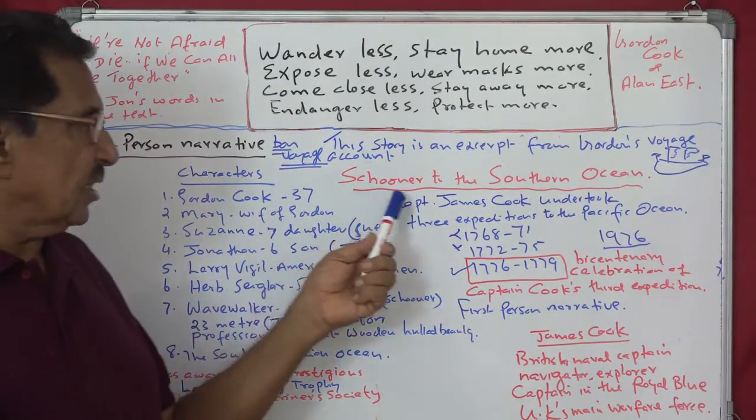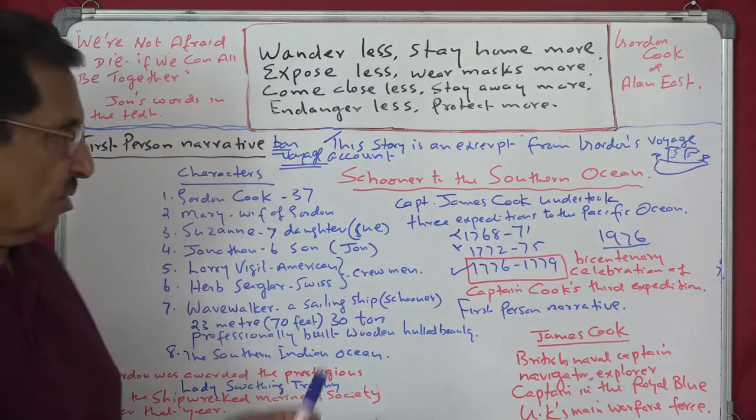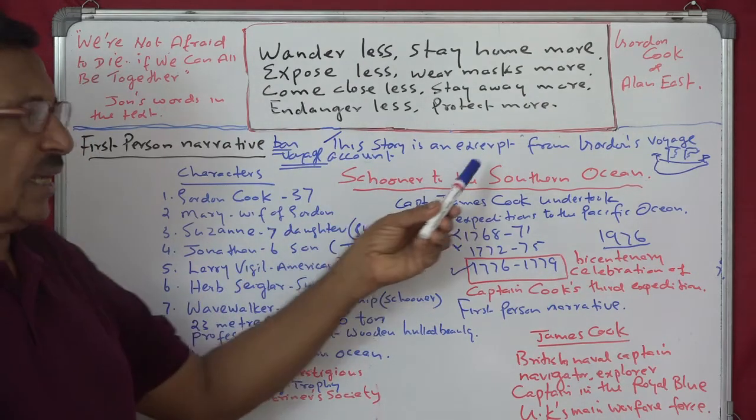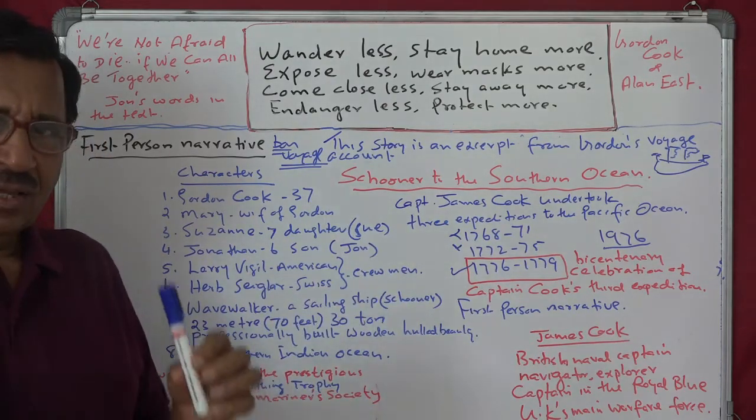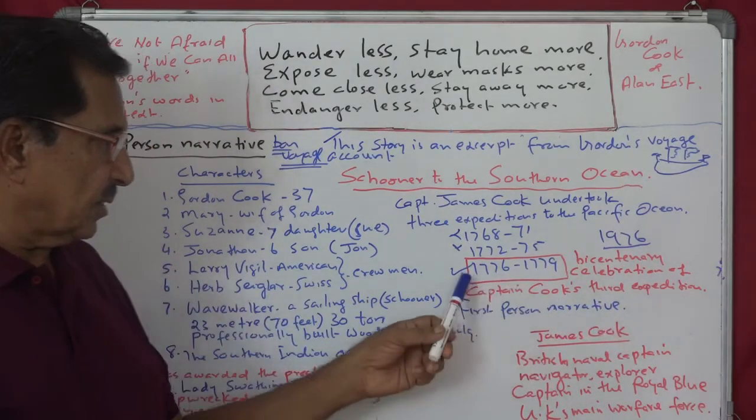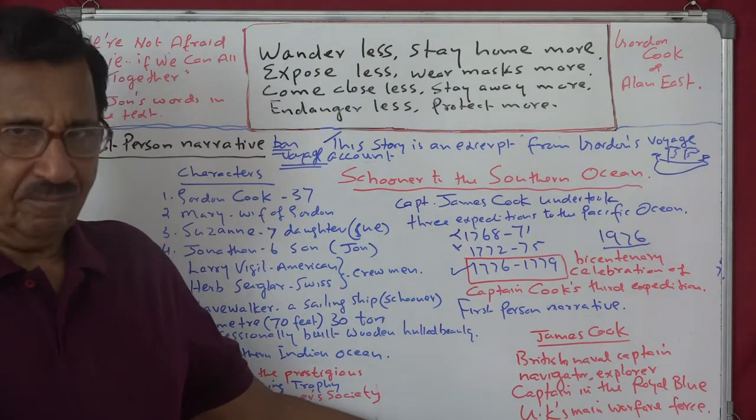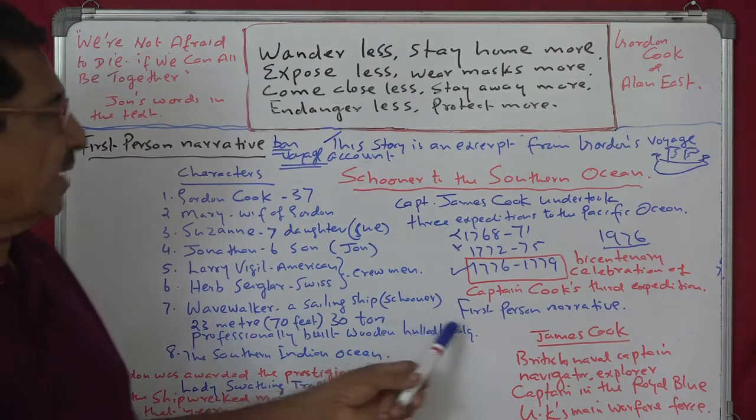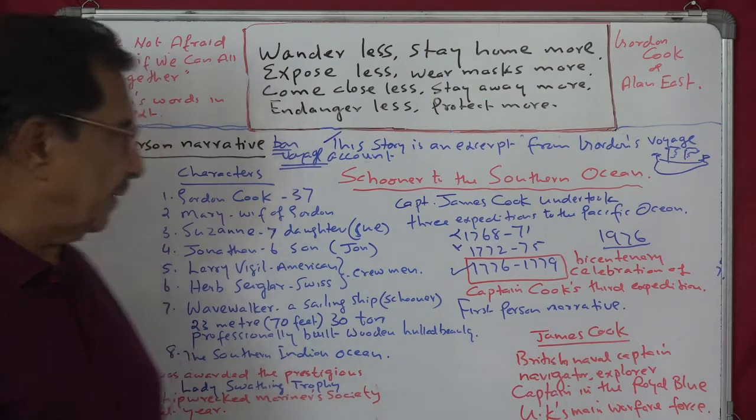This passage is from Schooner to the Southern Ocean, written by Gordon Cook. This story is an excerpt from that. And the context is the bicentenary celebration of Captain Cook's third expedition, 1777. Captain Cook was an explorer, the captain in the Royal Navy. And the way of telling is first person, I.